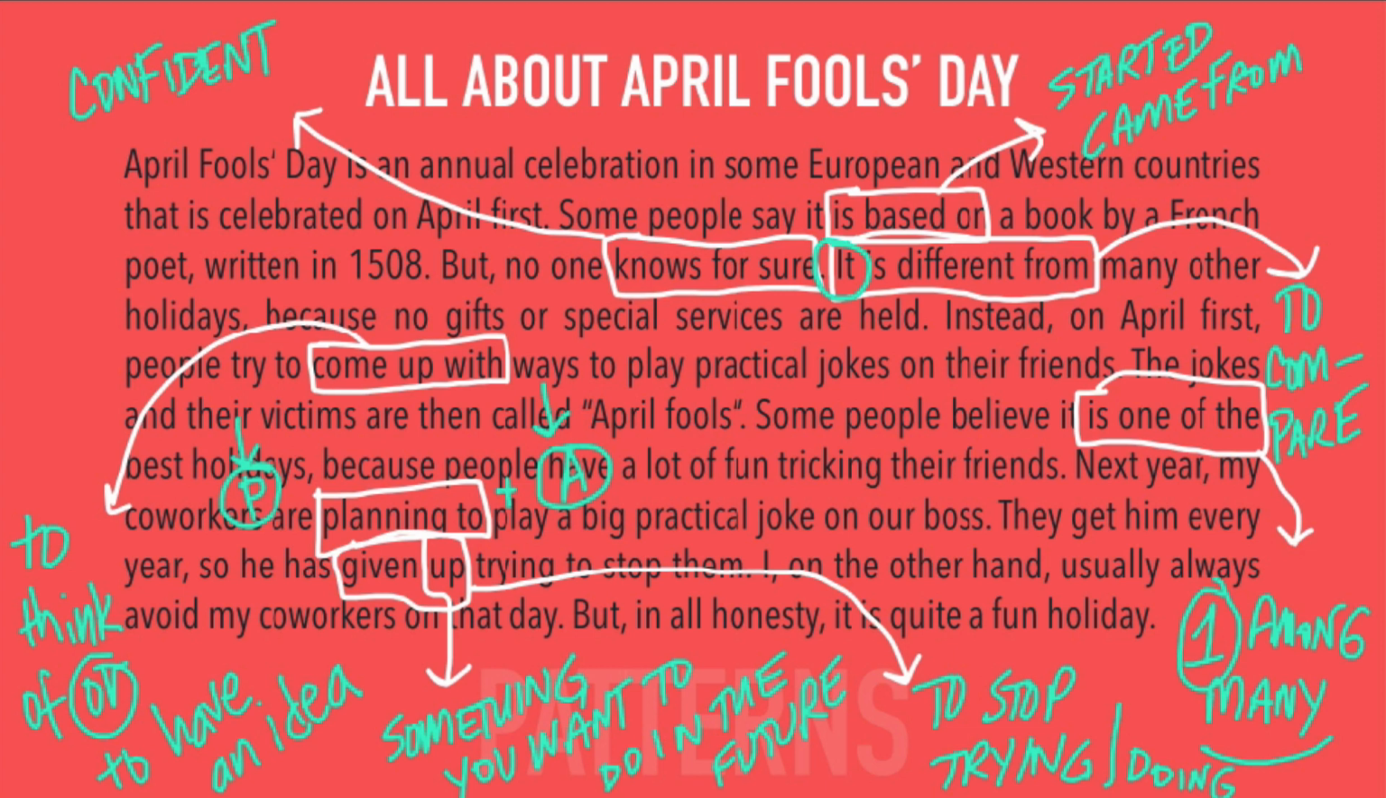Now, let's look at the last two sentences. Here we go. I, on the other hand, usually always avoid my coworkers on that day. Let's keep going. But in all honesty, it is quite a fun holiday. Now, there are two patterns that I want us to look at. Okay, so the first pattern in these two sentences is on the other hand. Now, on the other hand just refers to the opposite opinion or the opposite side of something.